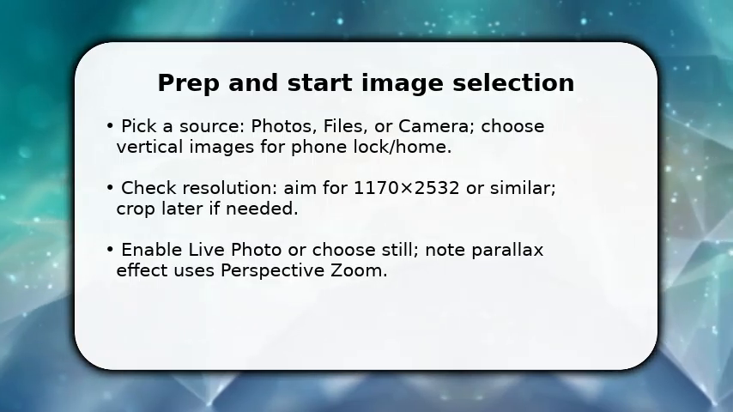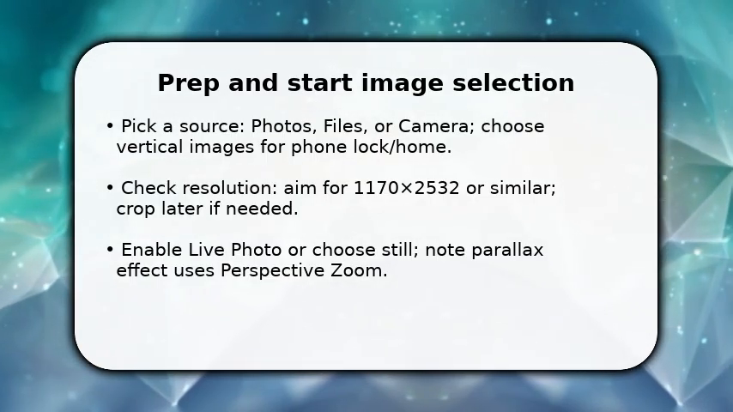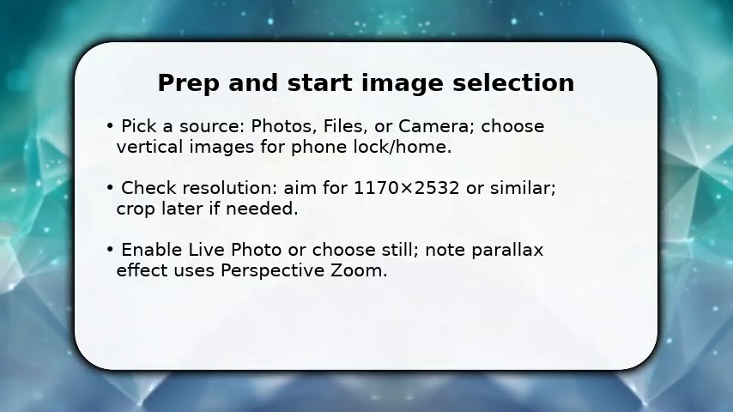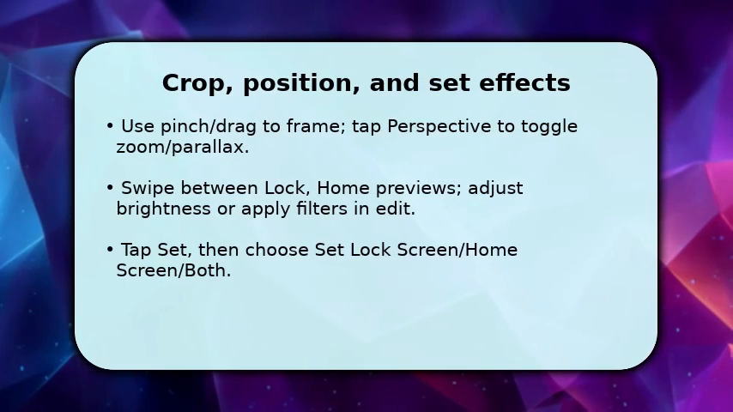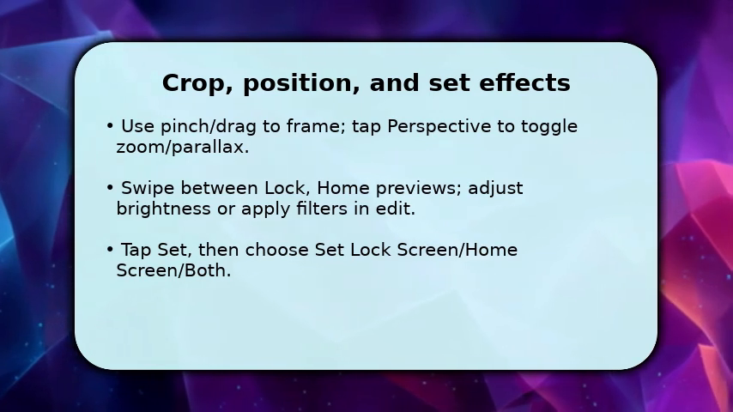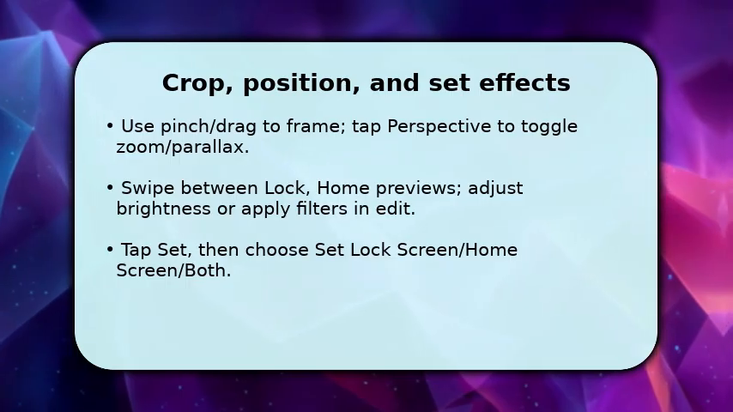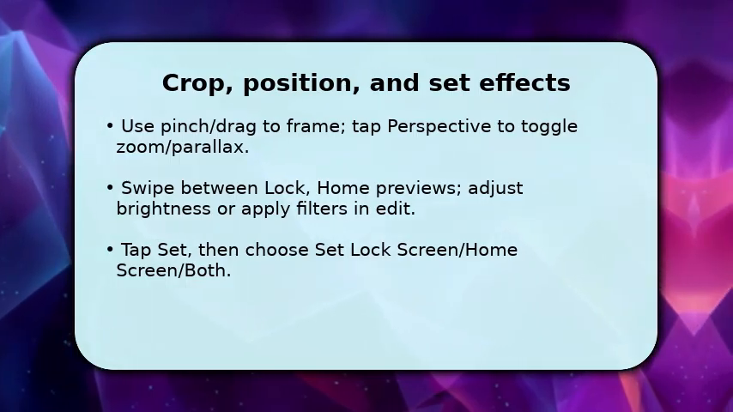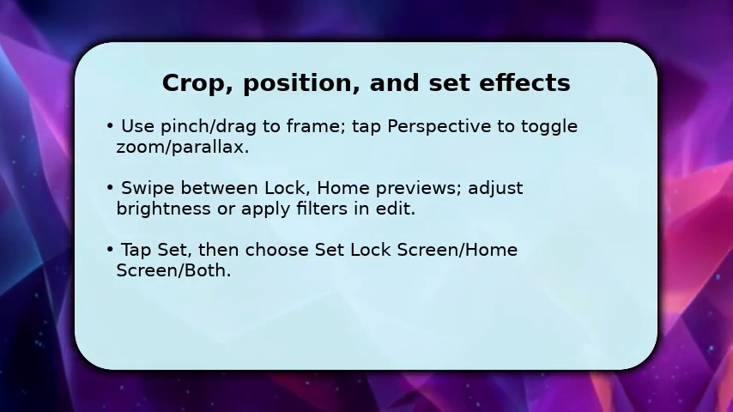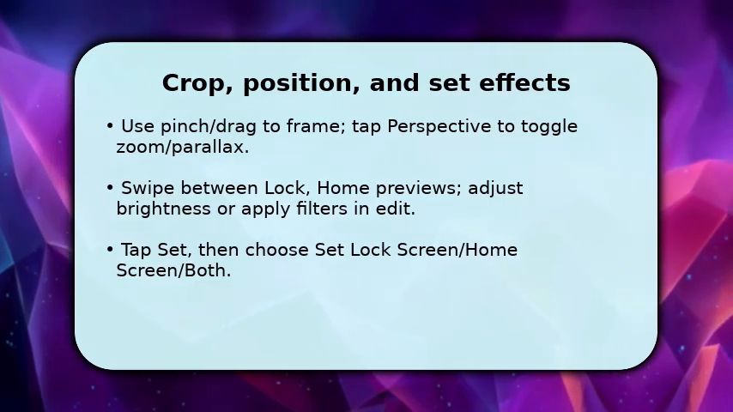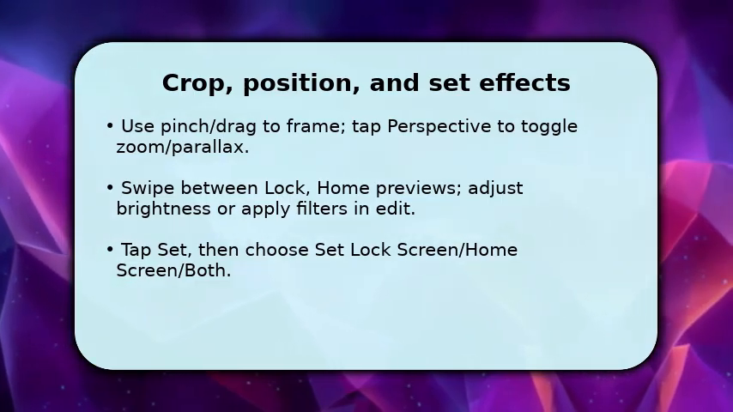Tap Share, then use as wallpaper to enter the editor so you can crop and position the image precisely. Now you'll crop and position the image for best composition. Pinch to zoom and drag to center the subject, making sure no important detail sits under the clock. Toggle perspective zoom if you want parallax motion. Turn it off for static framing and better clarity.